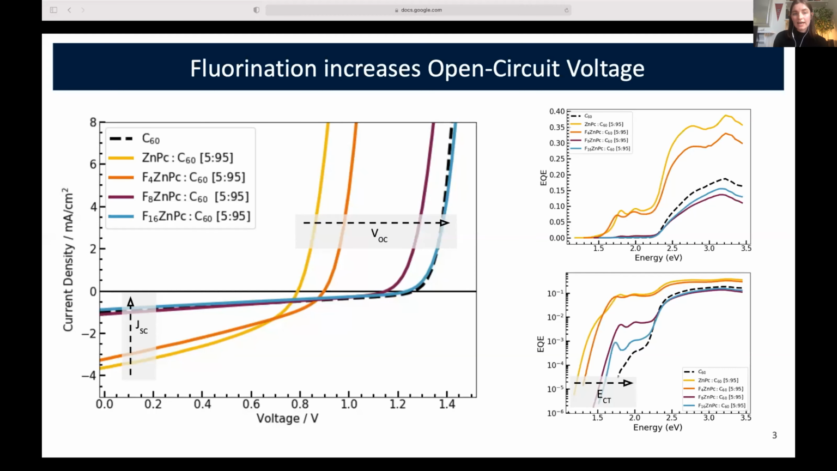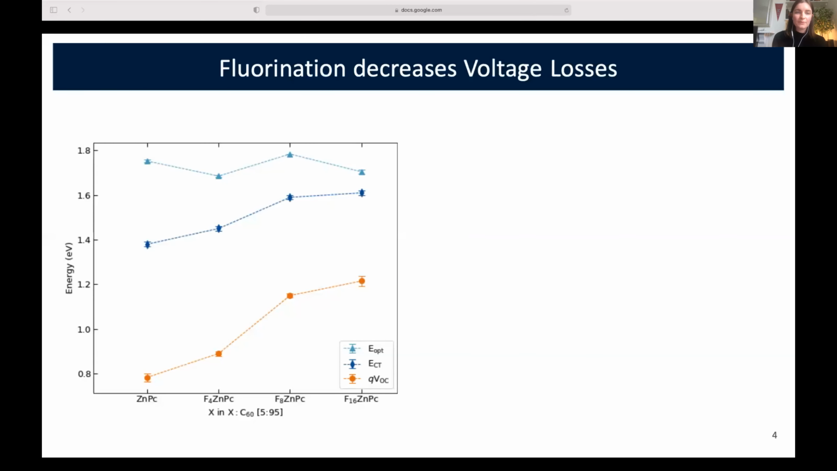We also had a look at the EQE, and on a log scale, we were able to get a first indication that the CT state energy increases across all systems. To have a look at some of the relevant energy levels, so as expected, our optical gap of the system stayed roughly constant, and we performed standard Marcus theory fitting to determine CT state energies. And the measured open circuit voltage tracked quite well the changes in the CT state energy.